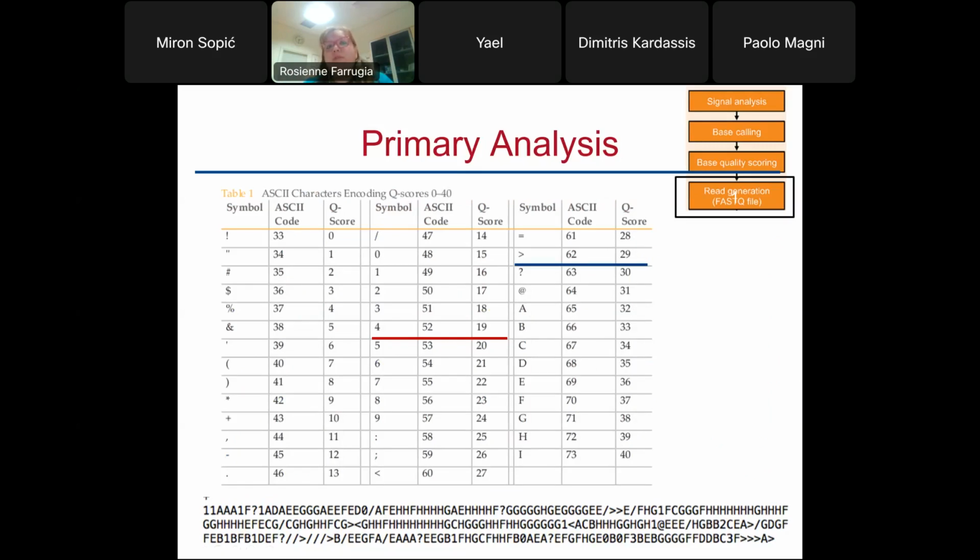If most of your sequencing read is question mark or better, then it's a good quality read. If most of your read is less than question mark, so all the symbols which come before, then it is not a good quality read. And if it is not a good quality read, then that read is not taken into consideration.